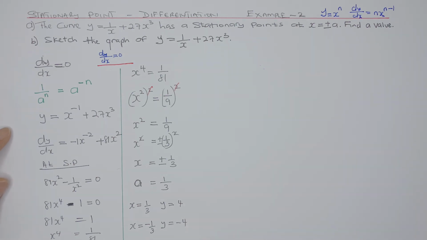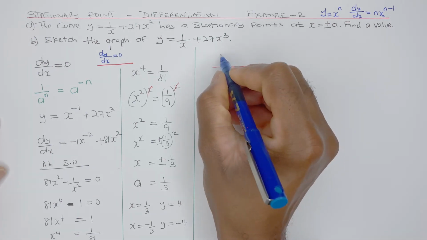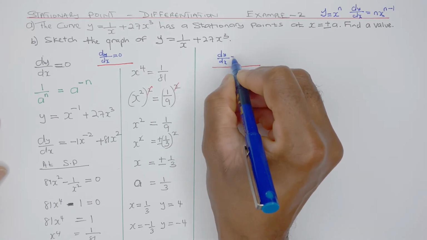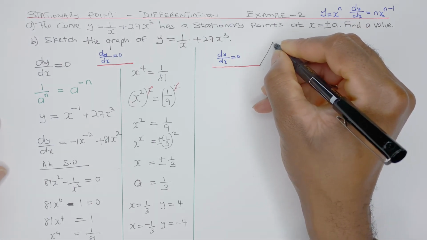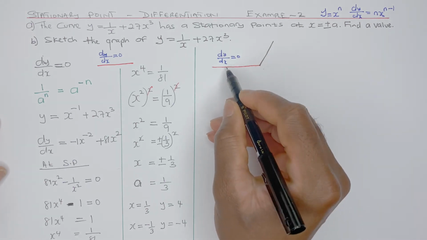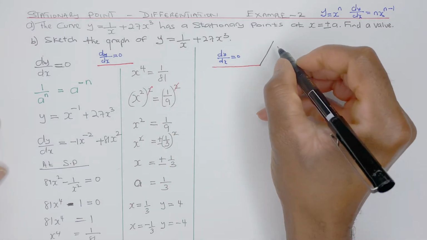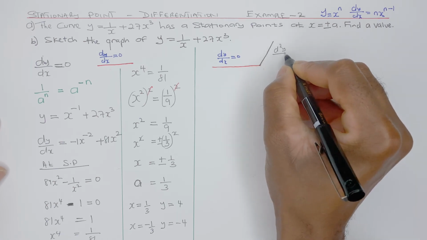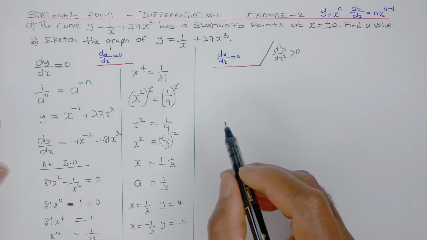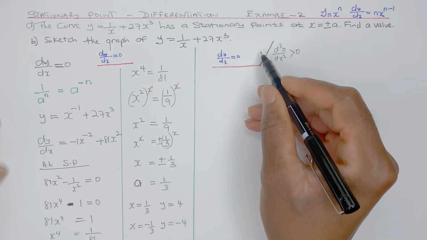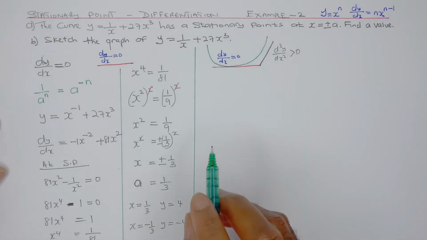We need to determine which is maximum and which is minimum, as we said, with dy/dx equal to 0. This is the first derivative, and we equate it to 0. If we differentiate again, let's call that d2y/dx squared, and if that's positive, meaning greater than 0, then you can see this is a minimum, like a bucket. So that will be a minimum.